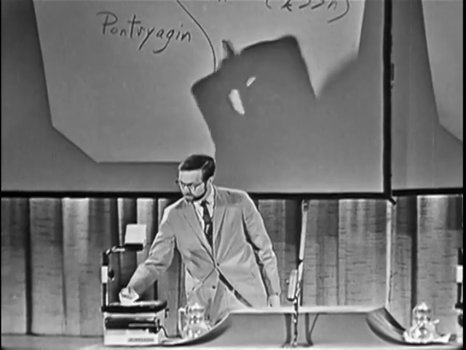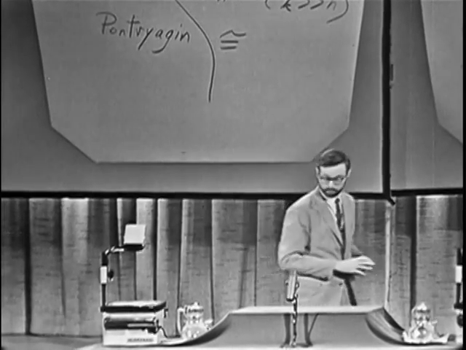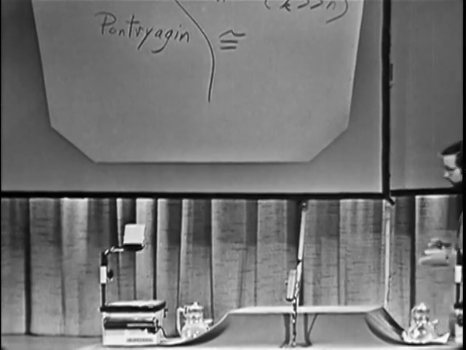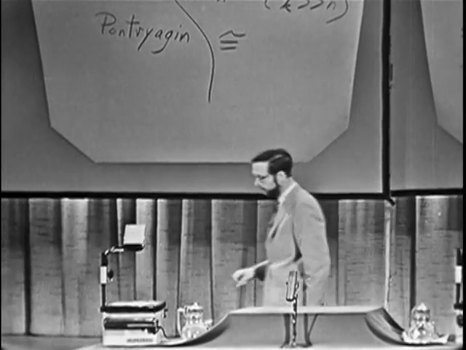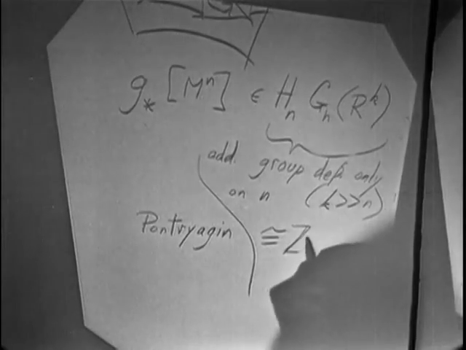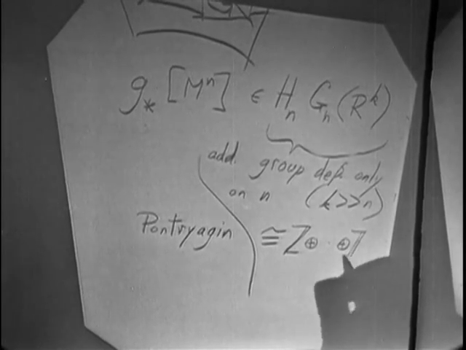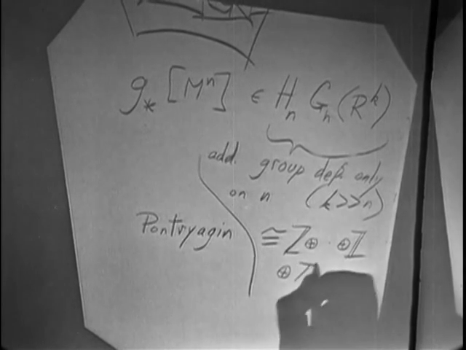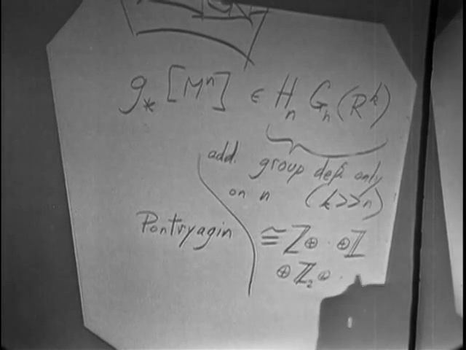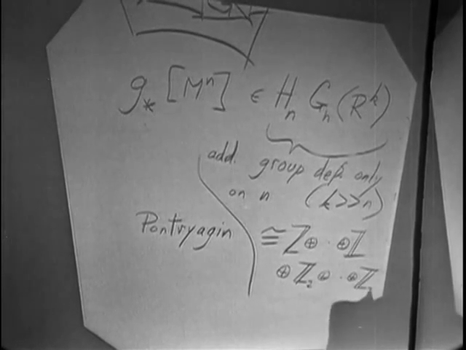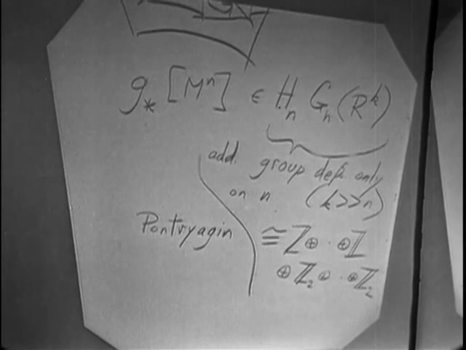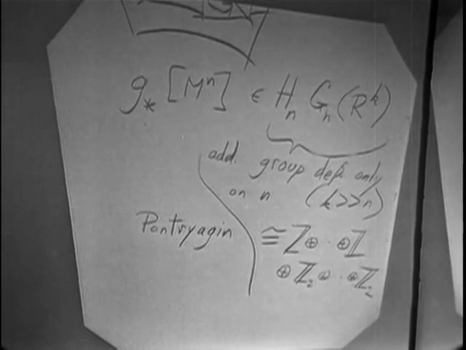This group is, of course, an abelian group, and it turns out to be finitely generated, so it's a direct sum of cyclic groups. And in fact, the cyclic groups are all either infinite cyclic, or they're cyclic of order 2. And for each dimension n, one can write down a quite explicit basis so that one has an element of an explicitly known group. And so to each manifold, one associates this invariant in an explicitly known group.